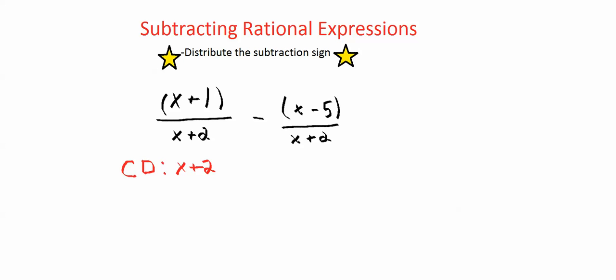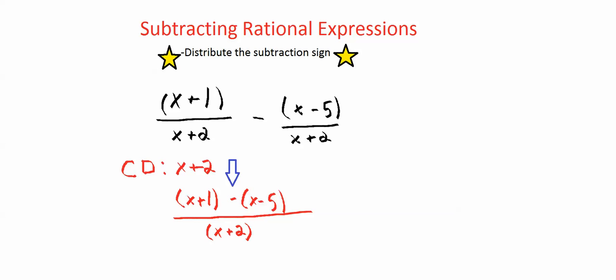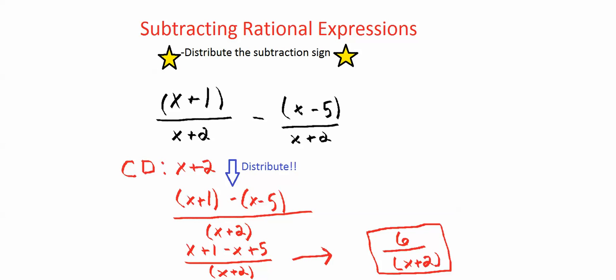So then we multiply each fraction by what is missing, and since nothing is missing from either of the fractions, we just go and continue and solve. So we get x plus 1 minus x minus 5 over x plus 2. And before we go any further, we must remember to distribute the negative sign, or in these problems also known as the subtraction sign. So once we distribute, we get x plus 1 minus x plus 5 over x plus 2, which simplifies to 6 over x plus 2.